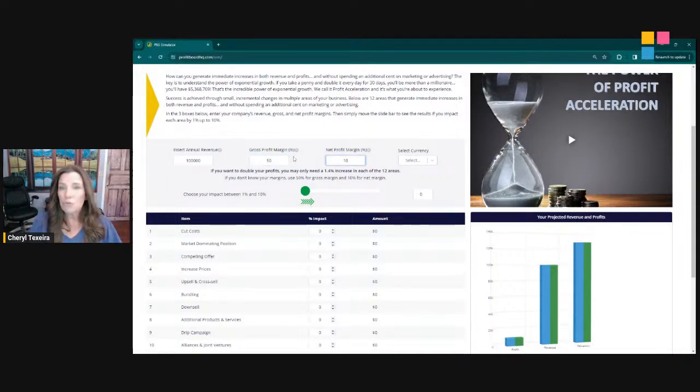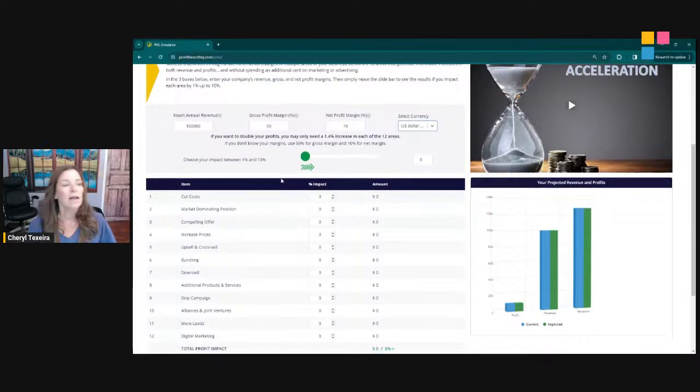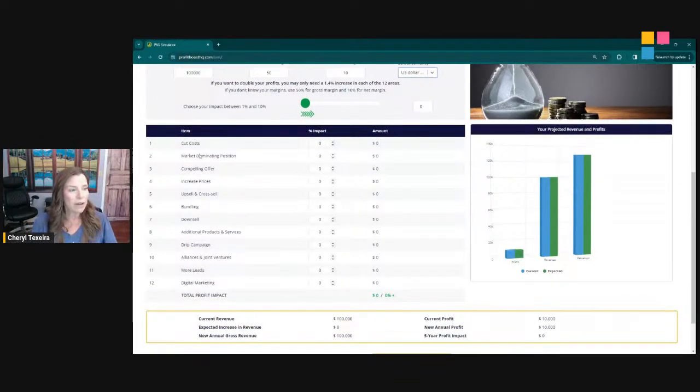If we had a gross profit margin of 50%, a net profit margin of 10%, pretty typical for a business, especially a brick and mortar business. If you are a coach, then you are probably not going to have as high of a gross profit margin because you don't have the cost of goods sold like somebody does who's actually selling widgets or something, right? Who's selling in retail. And so what we look at are these first 12 areas first.